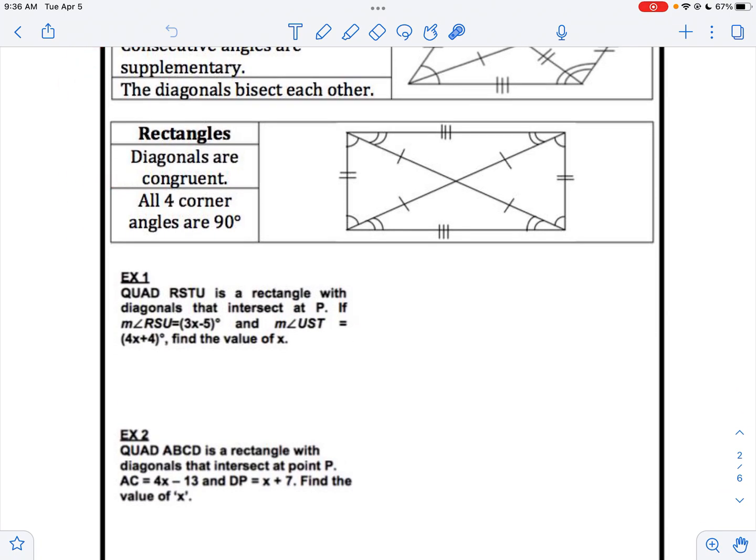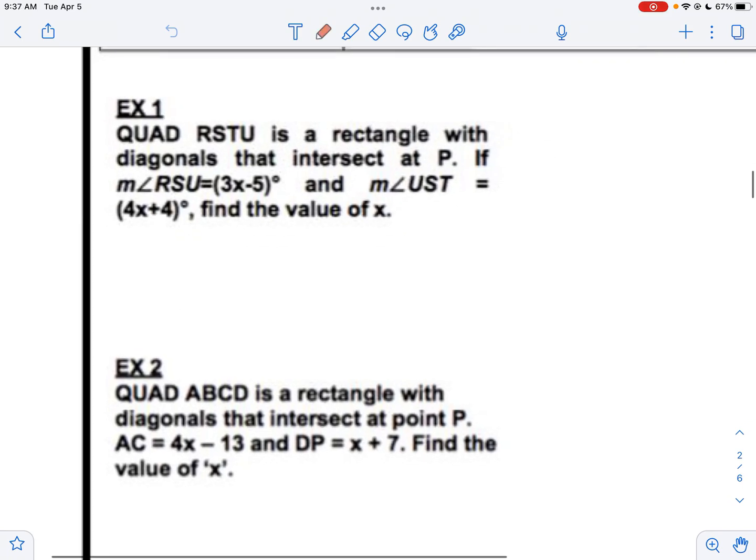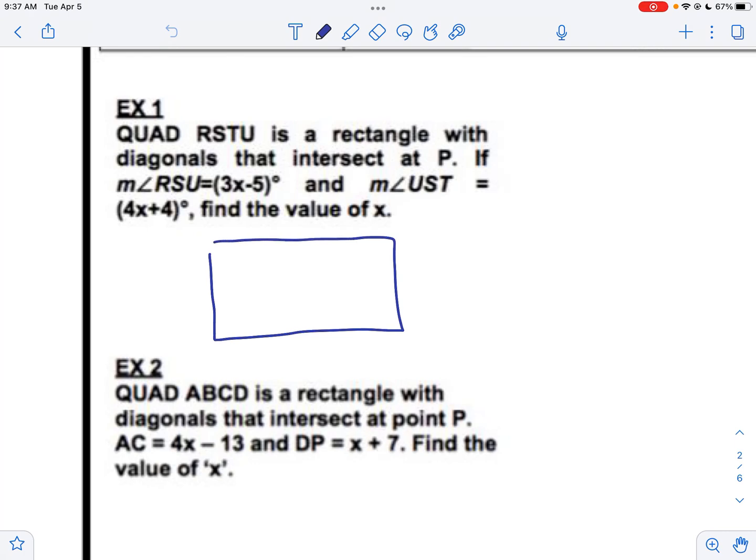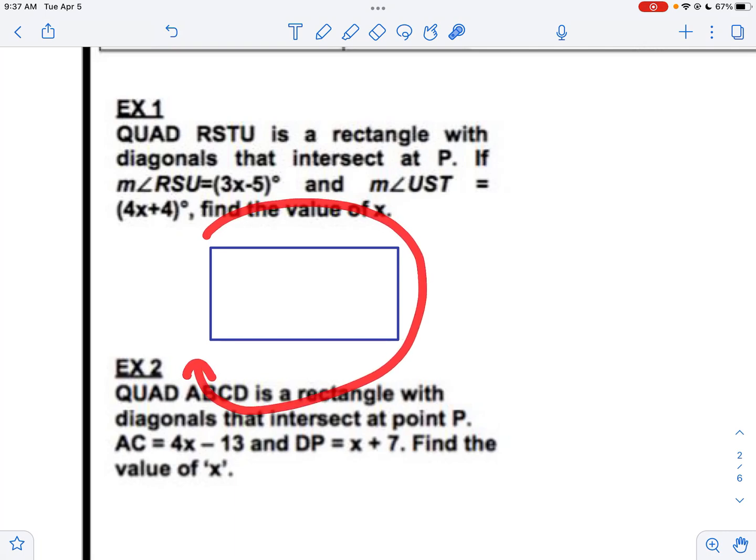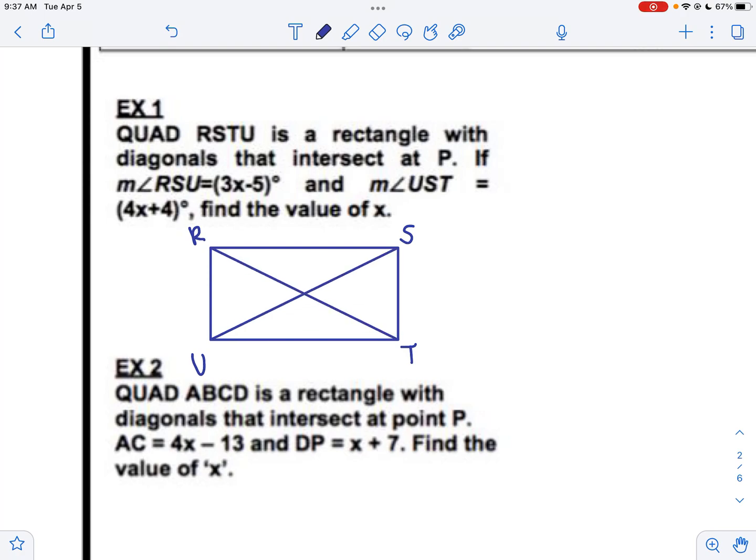So I have quadrilateral RSTU. I know that it's a rectangle with diagonals that intersect at point P. So I'm going to go ahead and sketch this out. And remember that we need to be very careful with drawing our rectangles because we're always going to start with any quadrilateral in this top left corner and work our way around. So this would be R, S, T, U. Okay, it said that it had diagonals, so I'm going to go ahead and put those diagonals in there. Intersect them at point P.